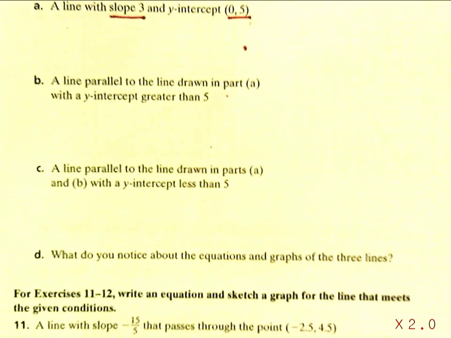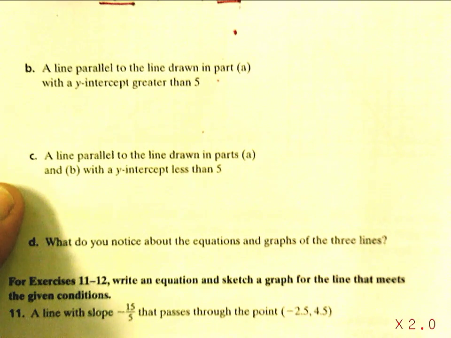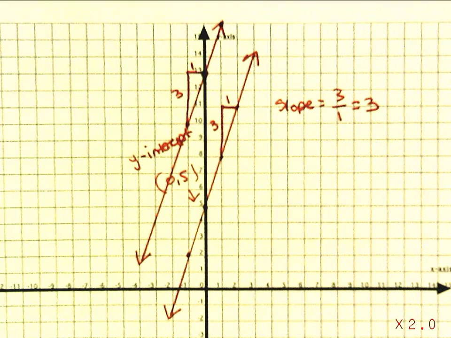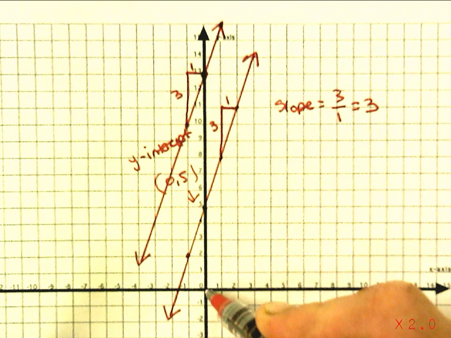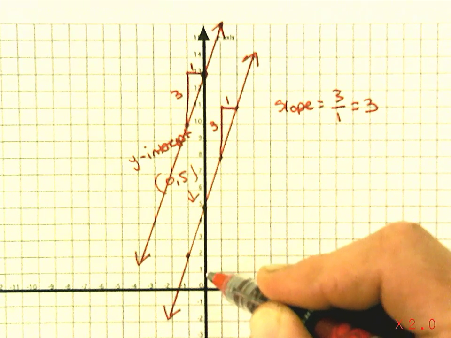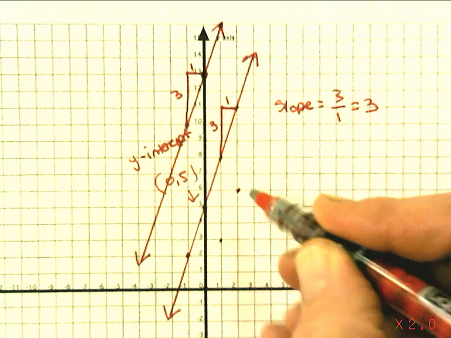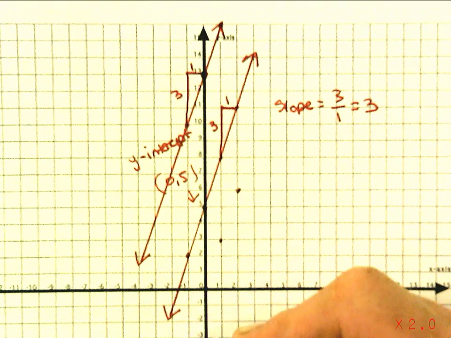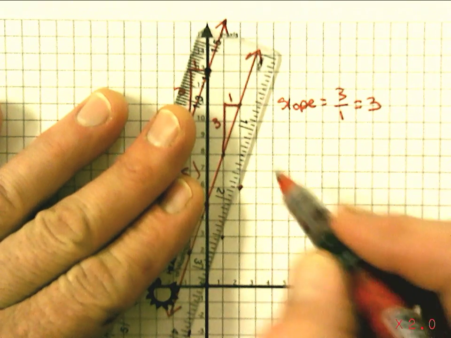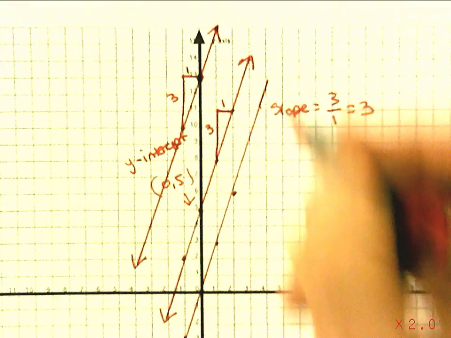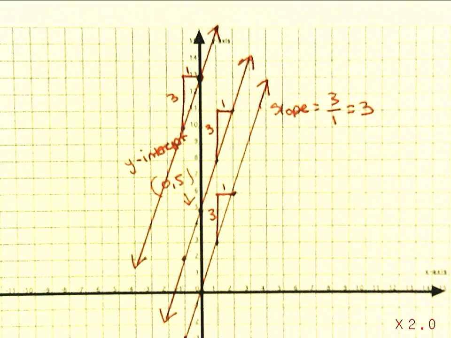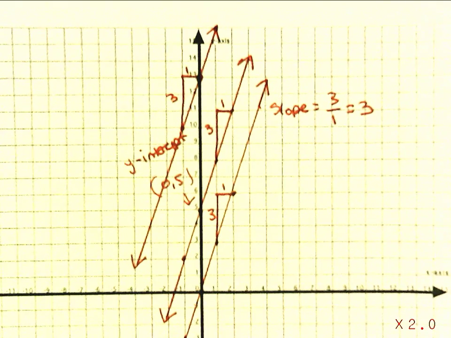Now the third question should be real simple: a line parallel to the lines drawn in parts A and B, this time with a y-intercept of less than 5. I'm going to make it go through 0 to make my life simple. The y-intercept is less than 5. Again, to be parallel means I would have the same slope, up 3 over 1, and I could work backwards too. All I'm doing is making that slope of 3 each time. Now I have a third line with a slope of 3, up 3 over 1, and it is parallel to the original 2 lines.